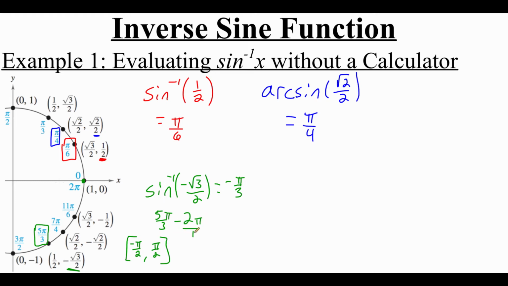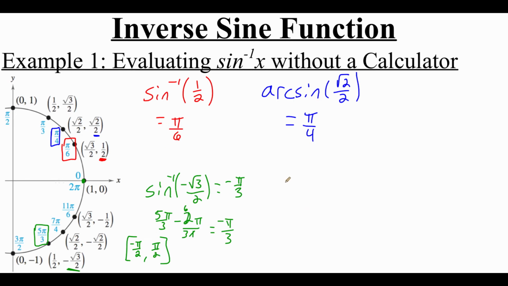But in order to do this subtraction, we're going to need common denominators. So 2 pi really turns into 6 pi over 3. So if I take 5 pi over 3 minus 6 pi over 3, then again, I get my negative pi over 3. So a couple different ways for us to get to that negative pi over 3 angle, but we do have to make sure that we're adjusting the angle because 5 pi over 3 does not fit in this interval from negative pi over 2 to positive pi over 2.